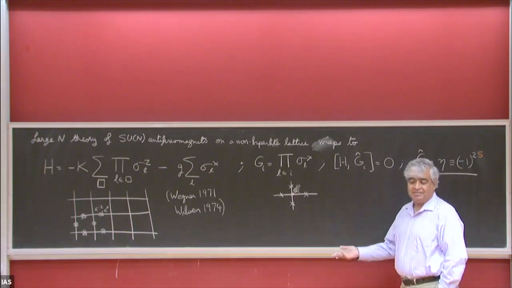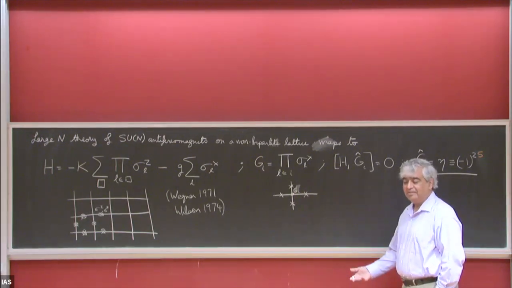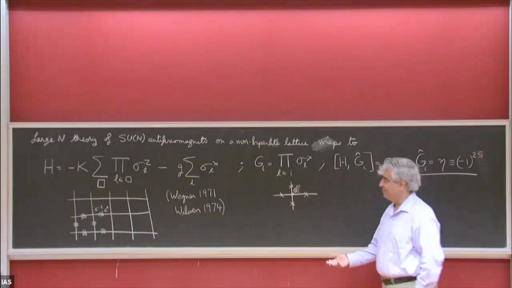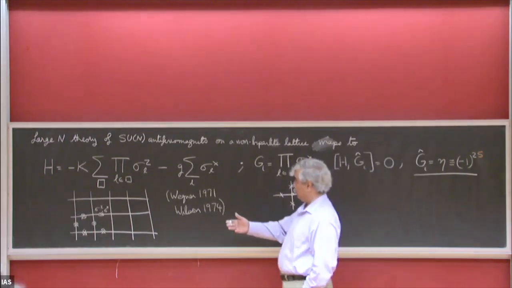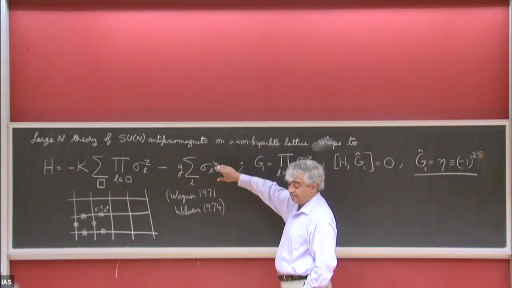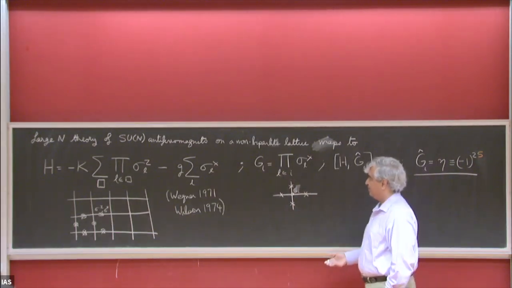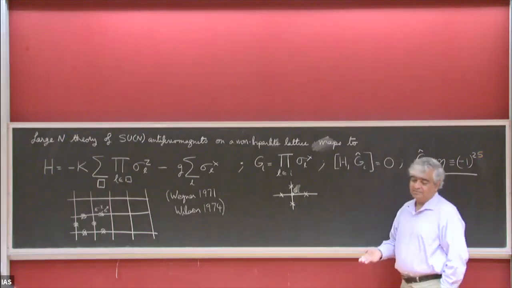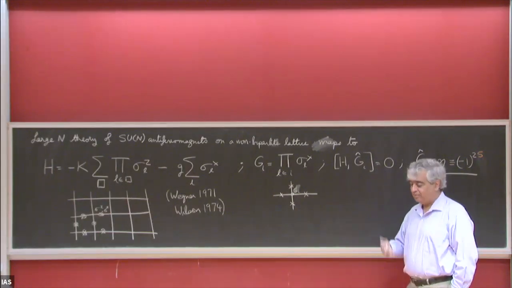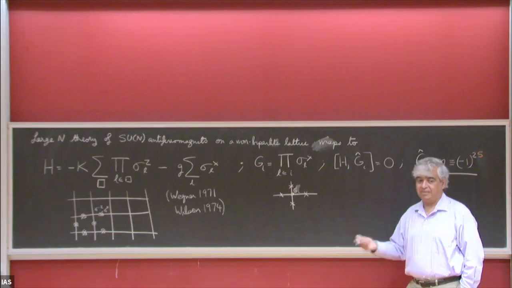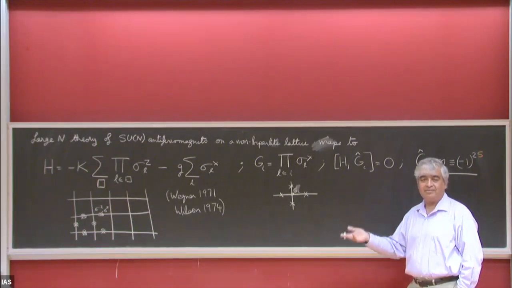So it's a gauge theory, and in every gauge theory, there's a local symmetry. In this case, it's the symmetry of rotation by 180 degrees about the x-axis, and that symmetry is generated by G. So by definition, a gauge theory has a local symmetry, and this is just the generator of that symmetry. So one is defined for every lattice site.